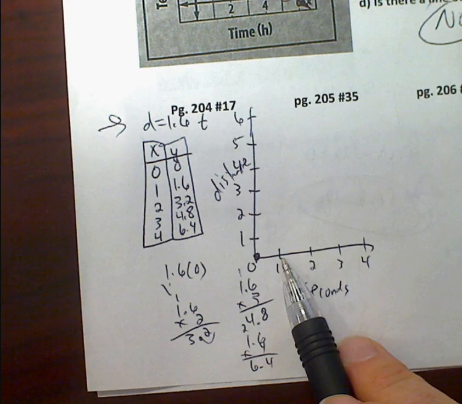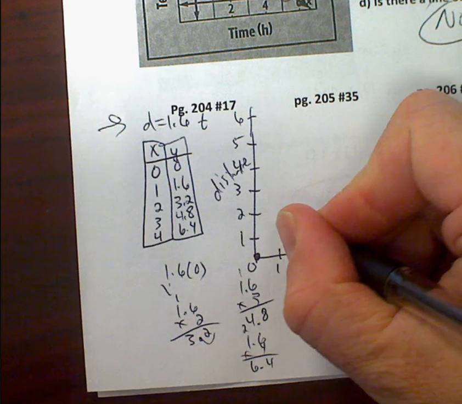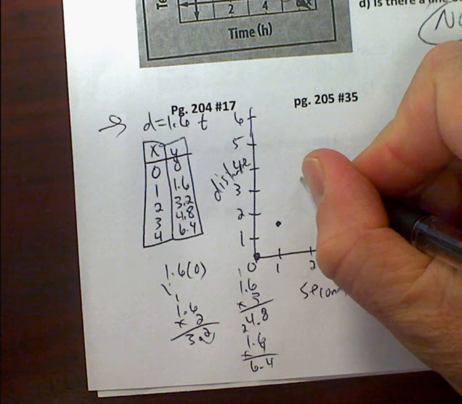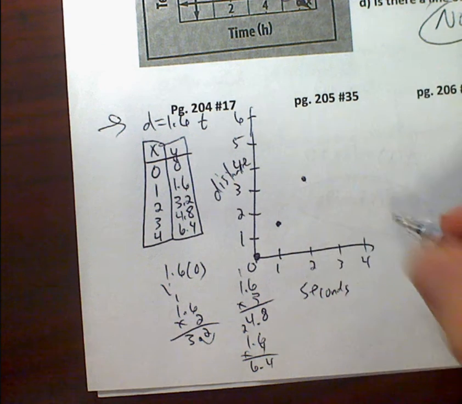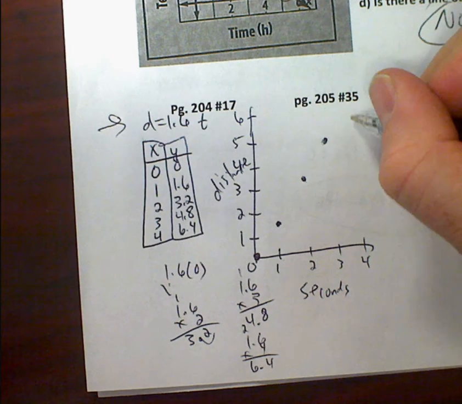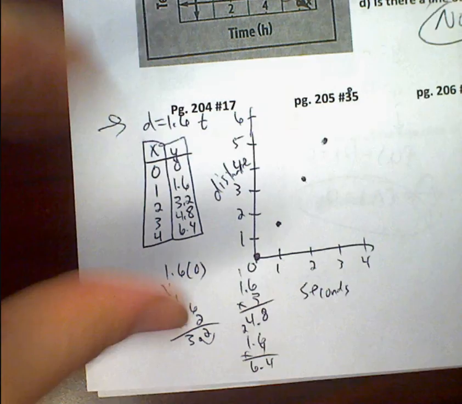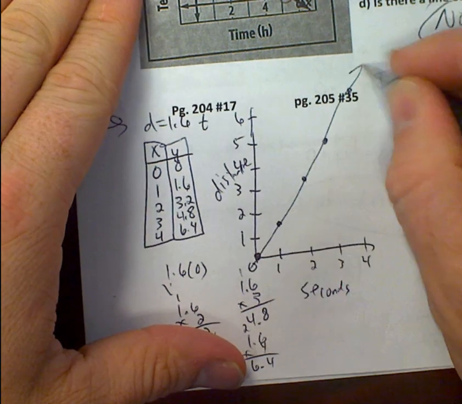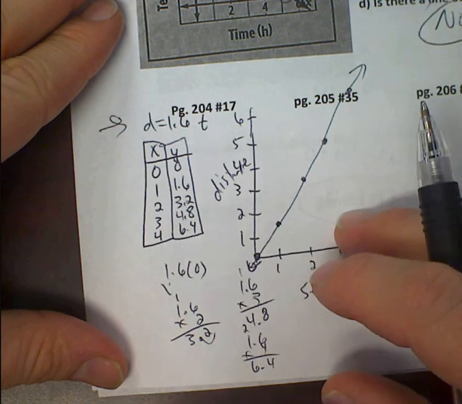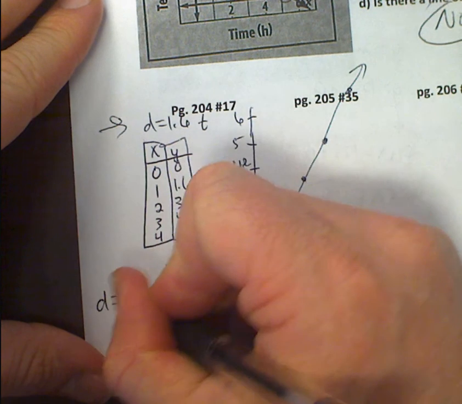So at 1, I'm at 1.6. I'm estimating. At 2, I'm at 3.2. At 3, I'm at 4.8. At 4, I'm at 6.4. So it's going to create a perfect line. Now I could use my graph to estimate at 7, but I'm just going to plug in because that's going to give me a perfect estimate.